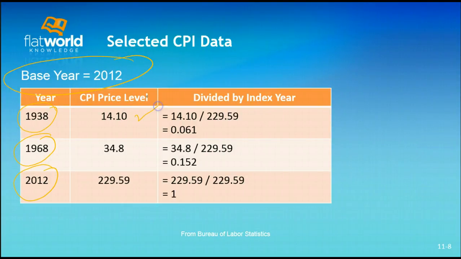In 1938, the CPI was 14.10. In 1968, it was 34.8. In 2012, my base year, it was 229.59. Now, I needed to find that valuation. I have to take each year's CPI price level and divide it by the base year, okay? And I come up with these answers. For 1938, my price level deflator will be 0.061. For 1968 it is 0.152. And then for 2012, which is my base year, it is indeed 1.